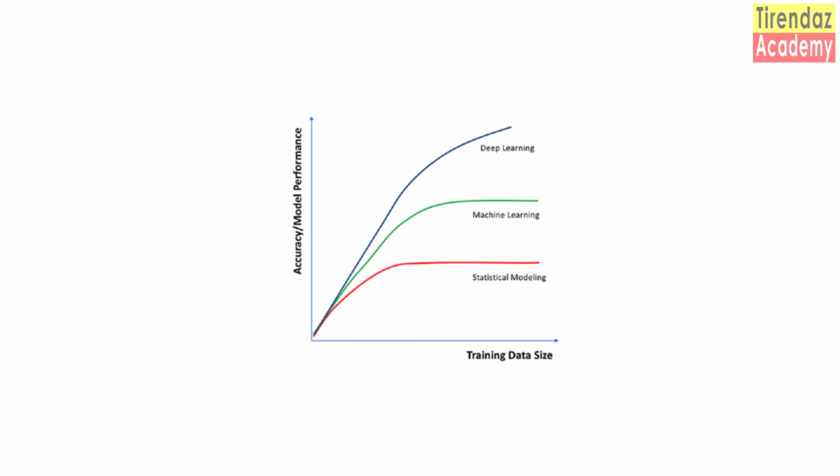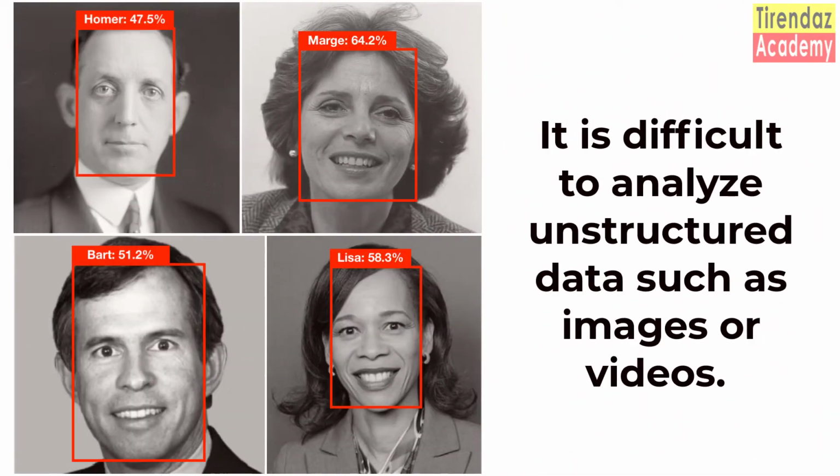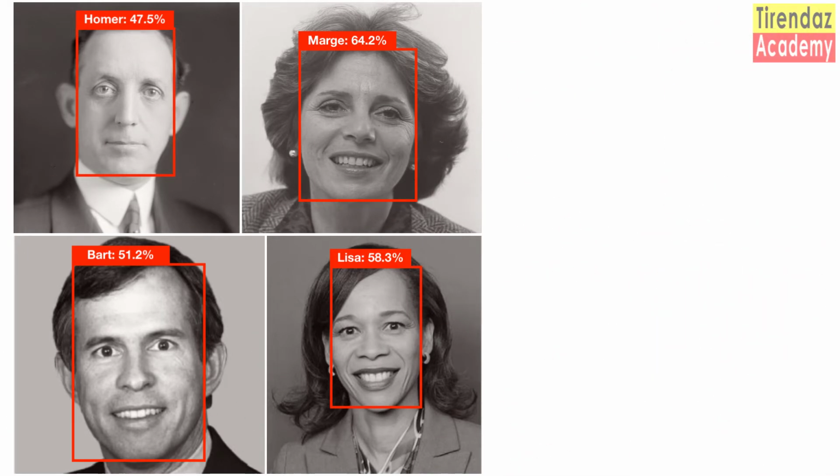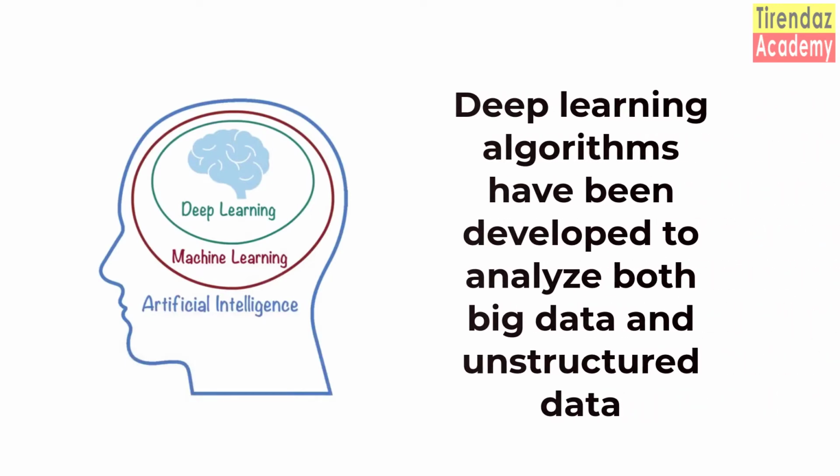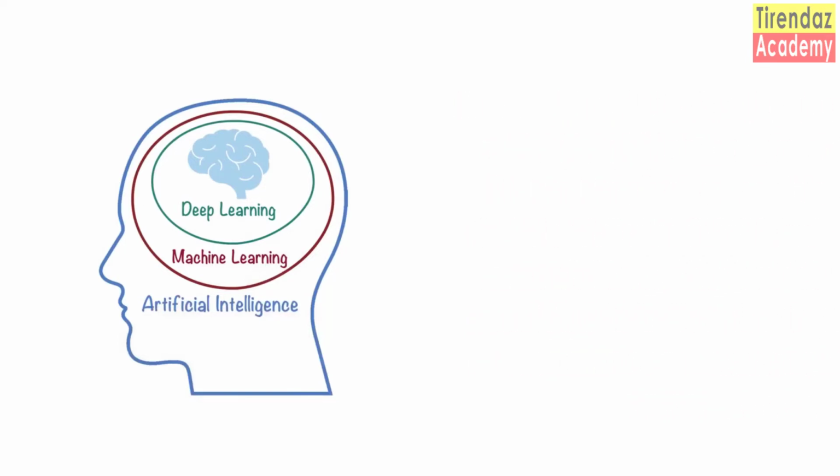Classical machine learning algorithms could not analyze big data. In addition, machine learning techniques have had a hard time analyzing unstructured data such as images or videos. New deep learning algorithms have been developed to analyze both big data and unstructured data. One reason AI has developed in recent years is deep learning algorithms. Let's take a closer look at some deep learning algorithms.